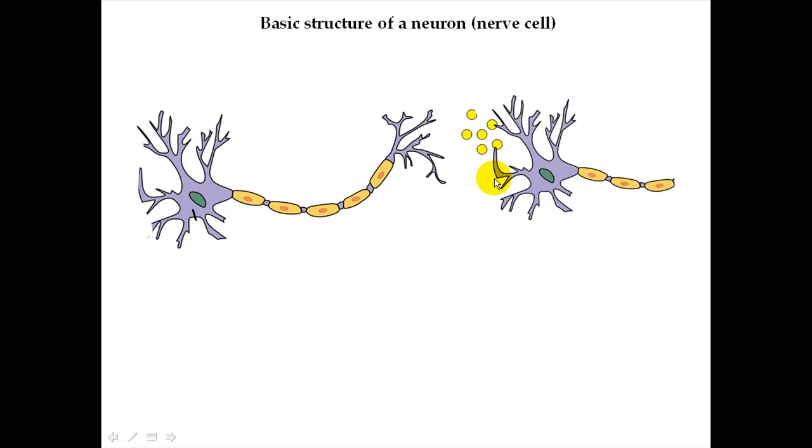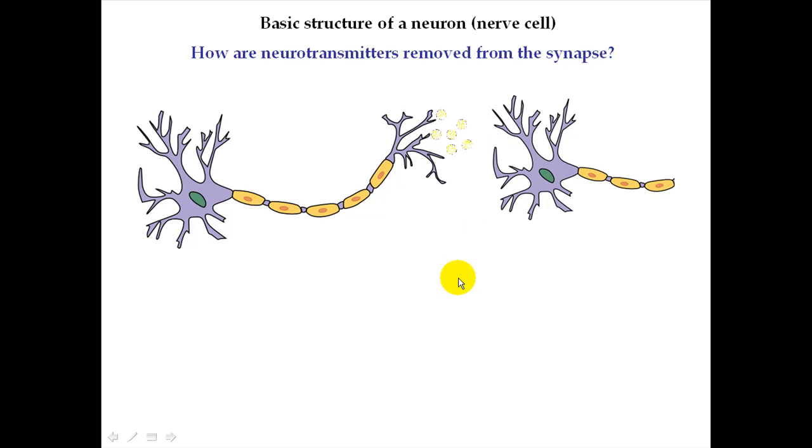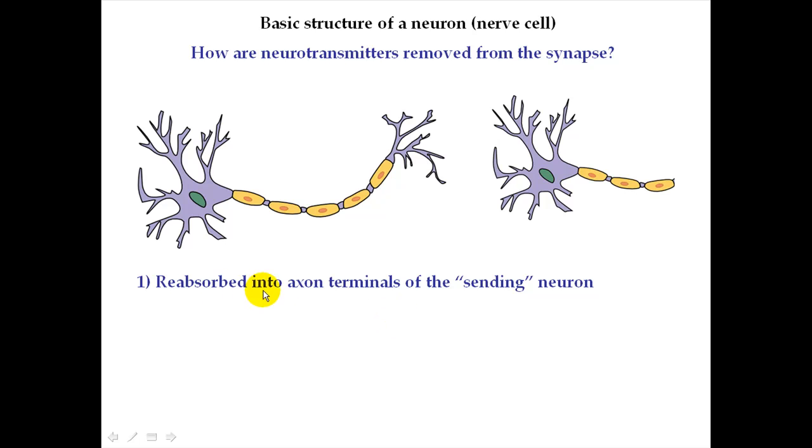Right? So one way of getting rid of a neurotransmitter, so how are neurotransmitters removed from the synapse? One way is that they're actually reabsorbed by the neuron that released them. Kind of like this. Right? So if we're going to make a list, how are neurotransmitters removed after they've already done their job? One way of doing that is they can be reabsorbed by the sending neuron.